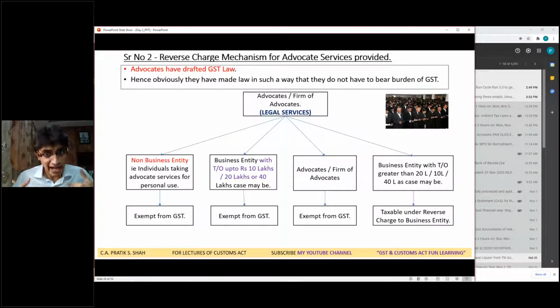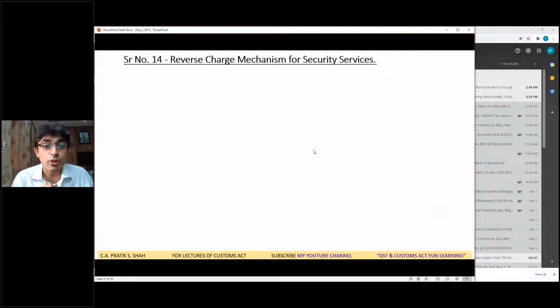I am a supplier, advocate. You are a recipient. You will pay GST under reverse charge mechanism. Clear? This is how you need to remember it. Advocates are so smart. They are prepared in such a way that for them, there is no question of GST. Either it is exempt or it is covered under reverse charge mechanism. Clear about this point? Okay. Chalo, let's move to next point.